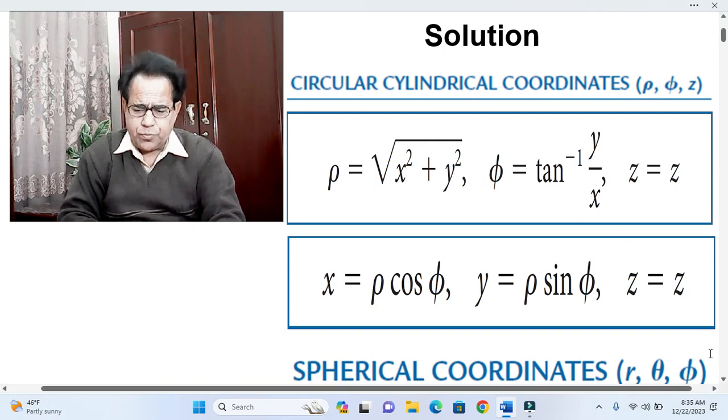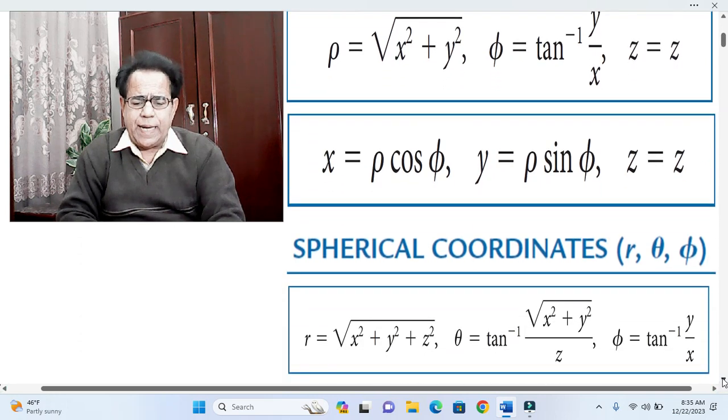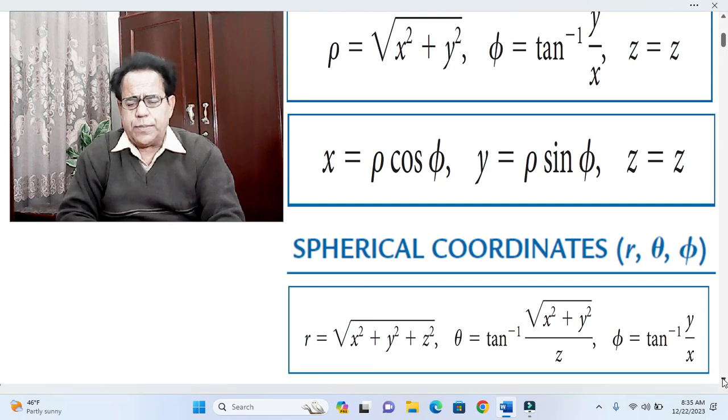Moreover, the next snapshot says x equals rho cos phi, y equals rho sin phi, z equals z. Actually this conversion is used where we have to convert cylindrical or spherical into Cartesian or rectangular.